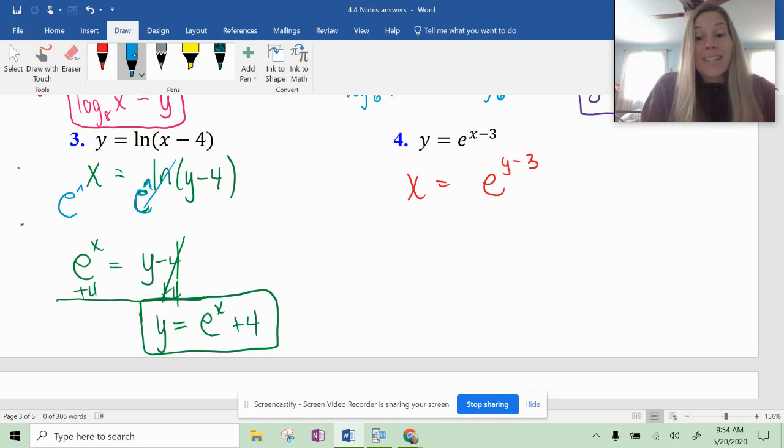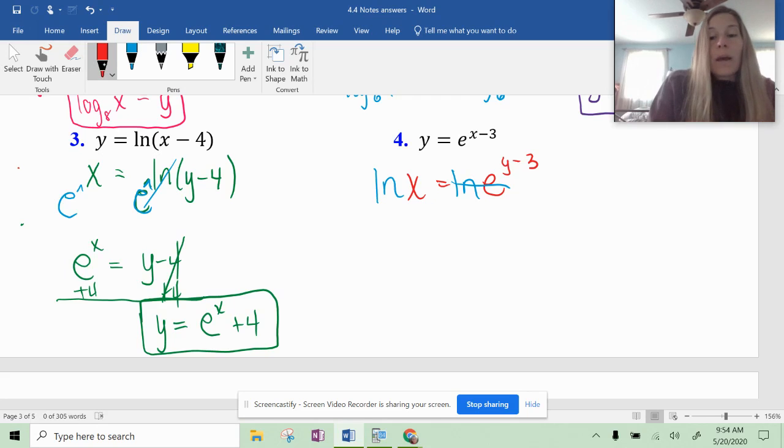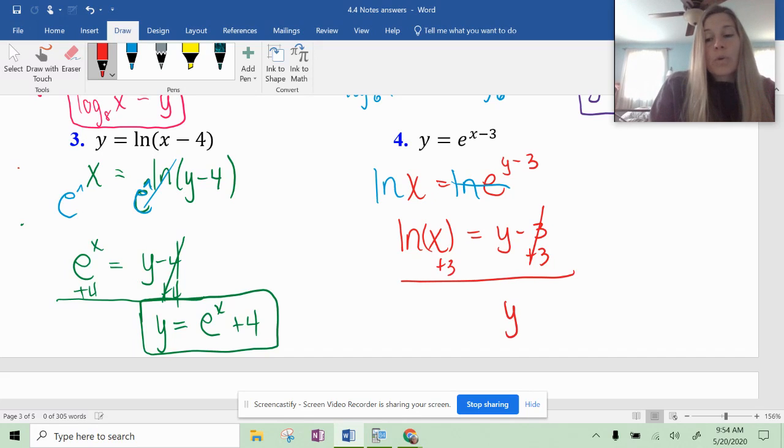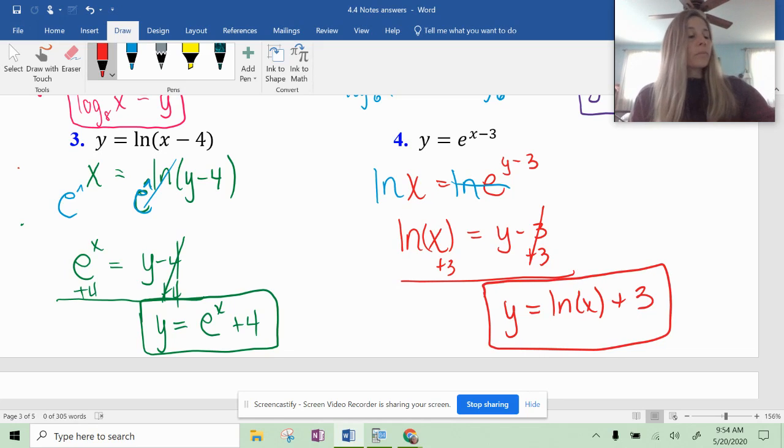Well, log base e is really an ln. So you're going to put an ln on both sides. So now on this side, I have ln of x, and on this side, I have y minus 3. And then you're just going to add the 3 to both sides of the equation. So y equals ln x plus 3. And that would be your inverse equation there.